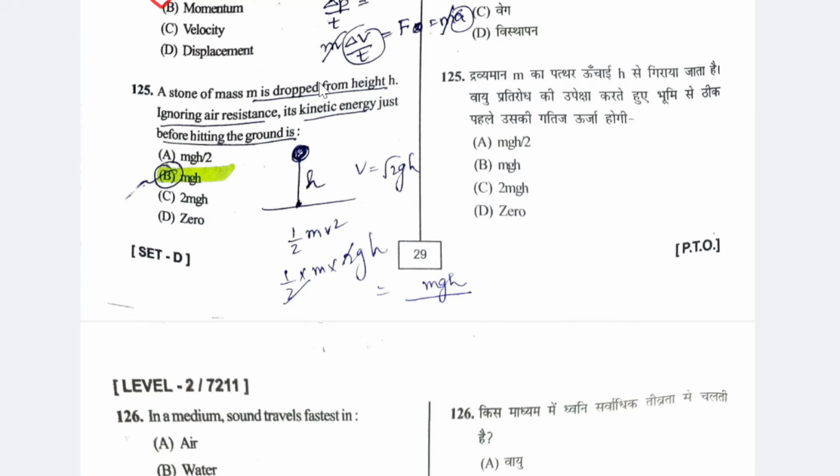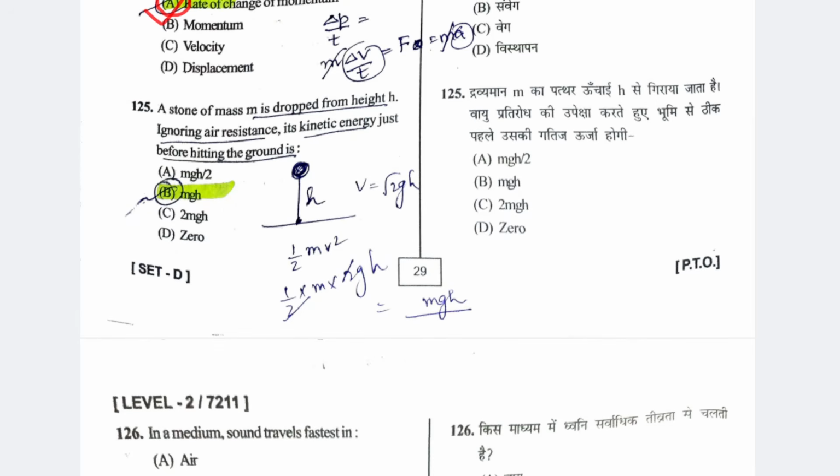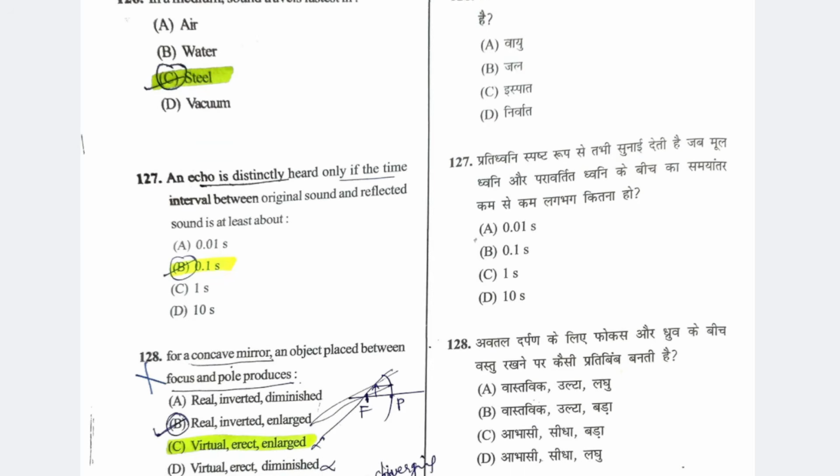A stone of mass m is dropped from height h, ignoring air resistance. Its kinetic energy just before hitting the ground will be. So it will be mgh. Option number B will be correct. In a medium, sound travels fastest in steel. Option number C will be correct.